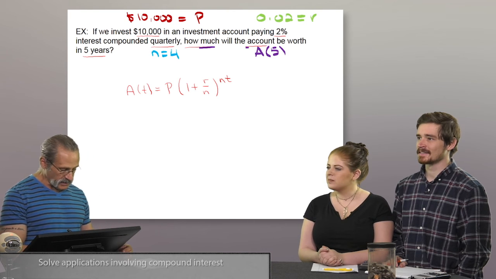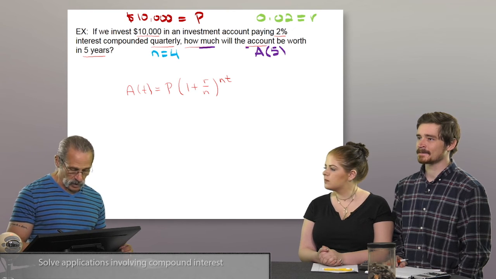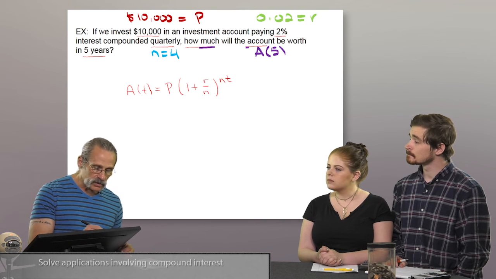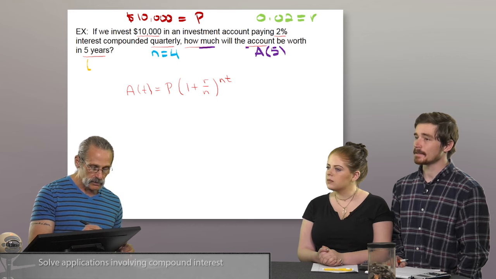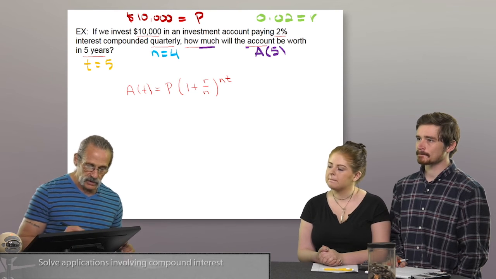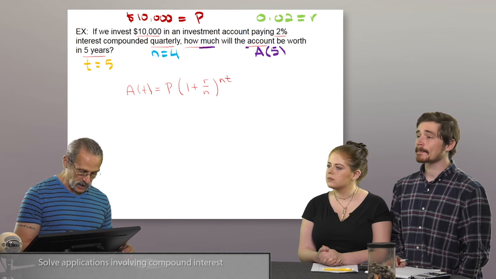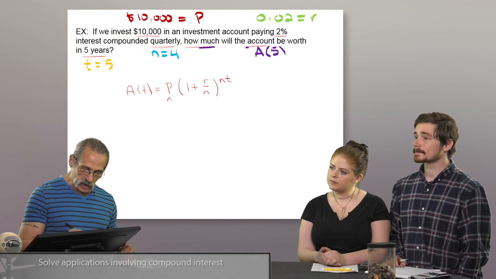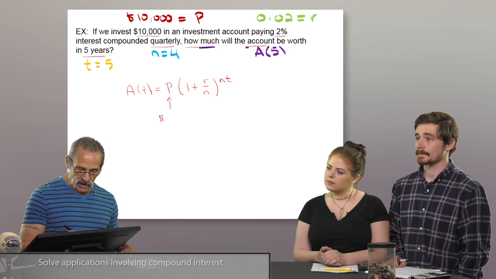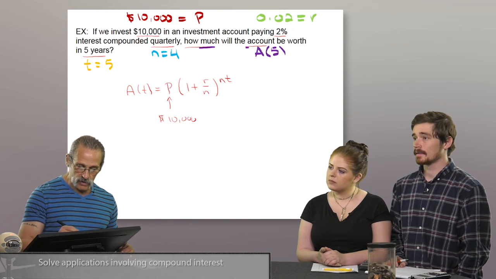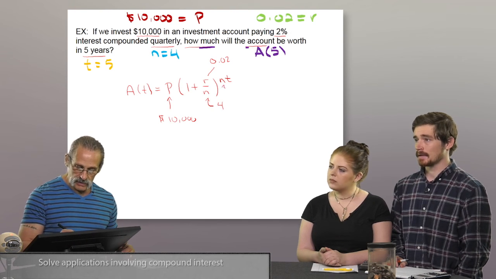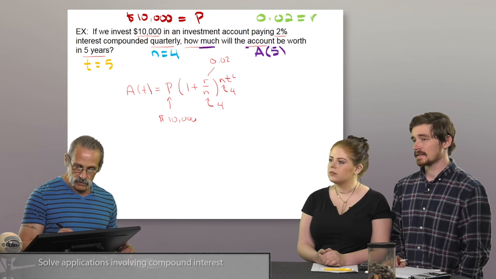And now this sets up very well the very last question: what would my 5 represent? T. So t is 5. That's what we're substituting in. So let's substitute in. Back to pen mode. P is what? P is 10,000. R is what? R is 0.02. Very good. N is what? N is 4. T is? T is 5.